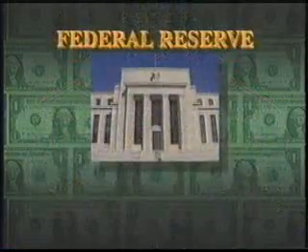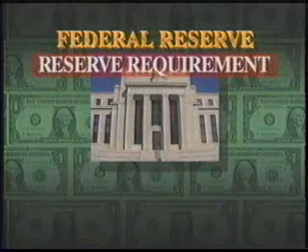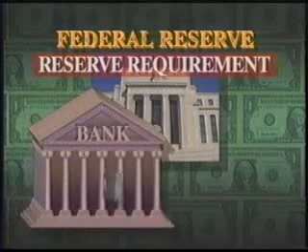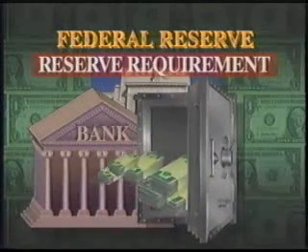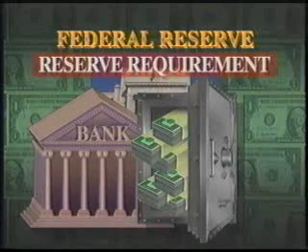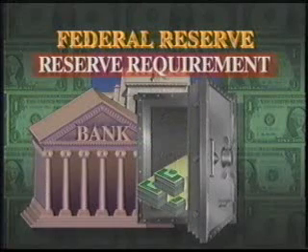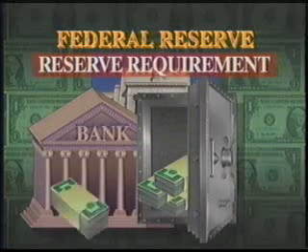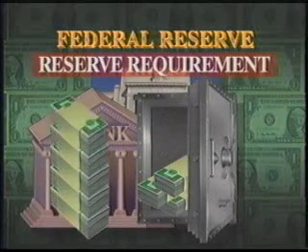The Fed can also manipulate the nation's money supply by raising or lowering the reserve requirement. Banks are required to set aside a percentage of their deposits as reserves to meet depositors' demands. When the Fed was established in 1913, it cut reserve requirements in half over the next 4 years, doubling the money supply by the end of World War I.